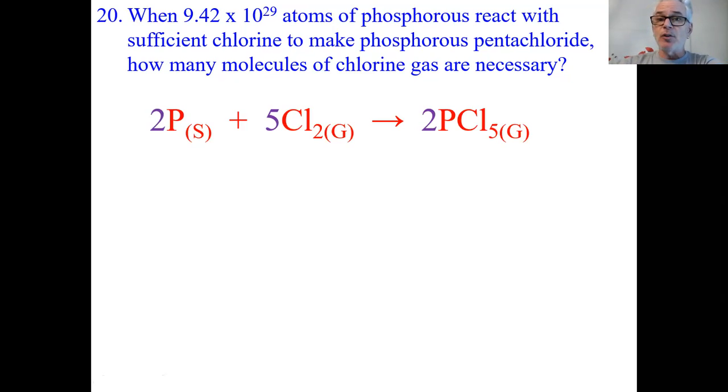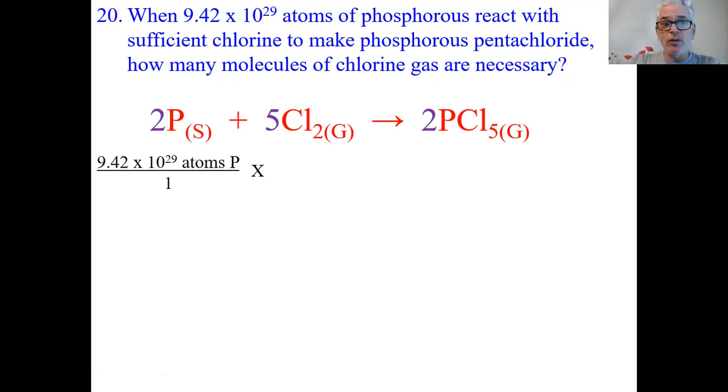Now let's look at the blue on the top. You have some crazy big number of atoms of phosphorus, and they have to react with enough chlorine to make phosphorus pentachloride. How many molecules of chlorine? Well, the first thing we have to do is get off particle island, then we have to convert that giant number of atoms of phosphorus into moles.